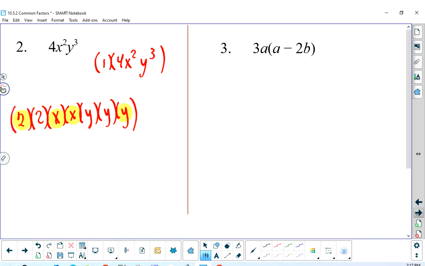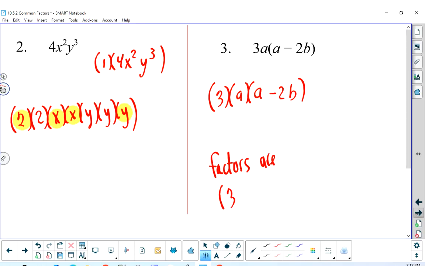Over here, the best we can do is write that 3 in brackets, the a in brackets, and then the a minus 2b in brackets. The factors, I am going to list them here, are 3a and a minus 2b. This a minus 2b is in its own set of brackets and cannot be written as a product of different things other than one. So that's it. That's our answer.